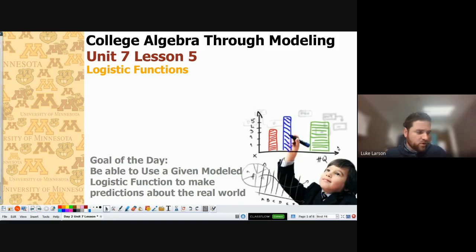Today's goal, well, your goal might be to survive another one of Mr. Larson's lessons. Today's goal for people who are keeping score at home is to be able to use a given modeled logistic function to make predictions about the real world.